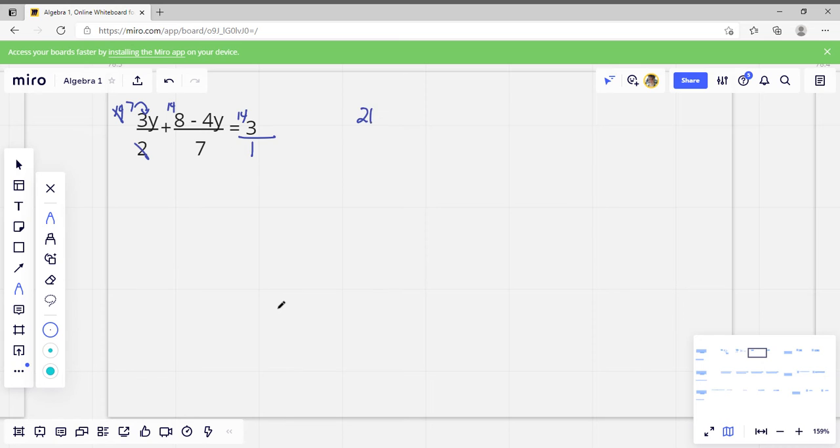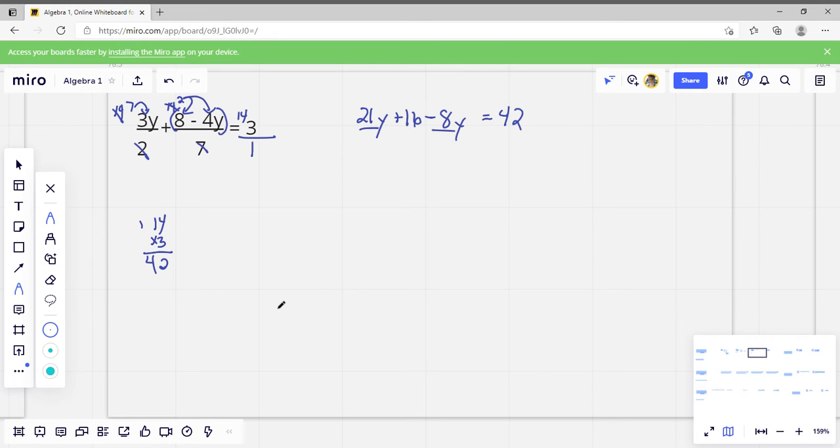That'll be 21y. Right here would be a 2. And now we need to multiply that times this entire thing. So like rainbow it. So 2 times 8 would be 16. And then 2 times 4 would be 8y. And then this one we can't cancel because it's just a 1, so we need 3 times 14. 3 times 4 is 12. 3 times 1 is 3, 4, 42. So equals 42. Now we just have to solve.